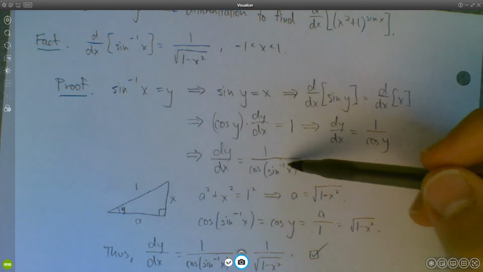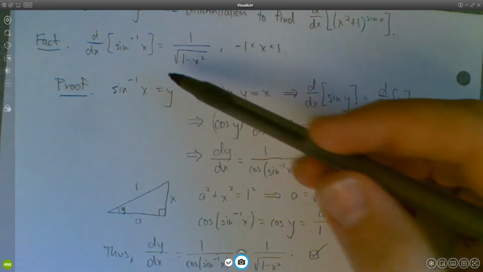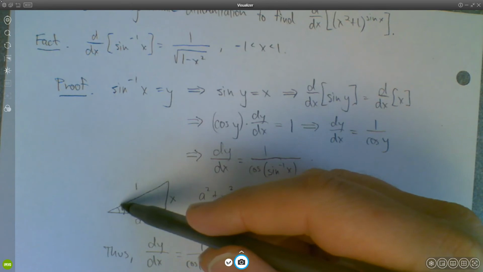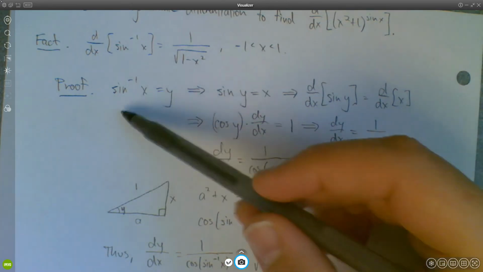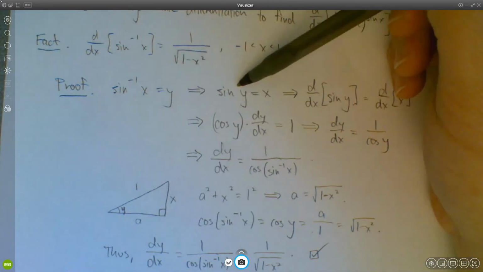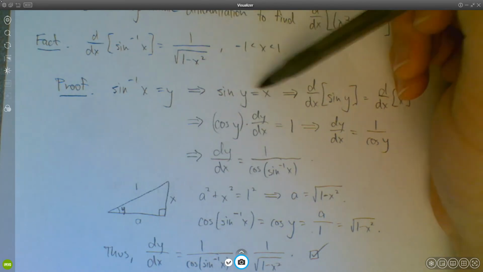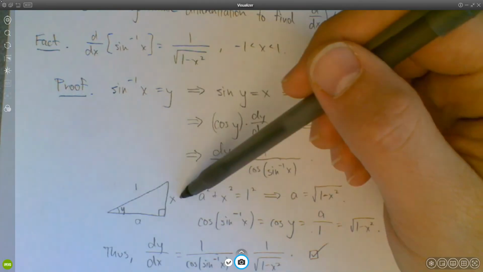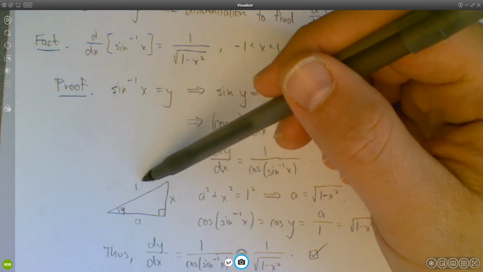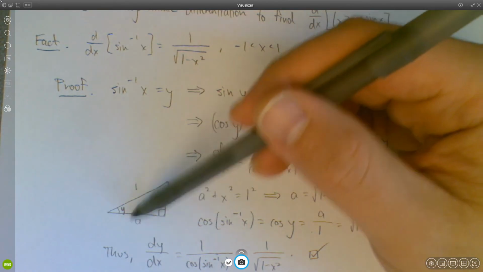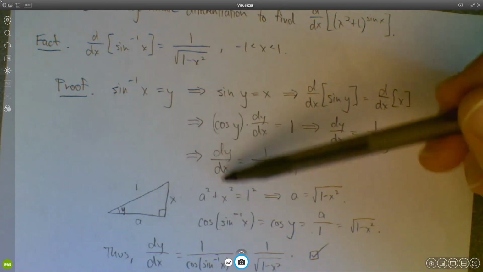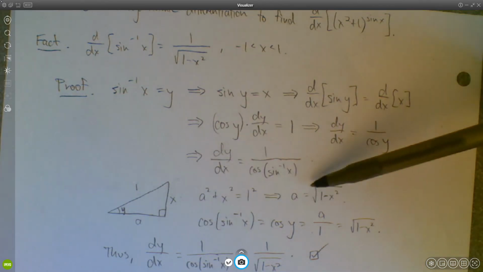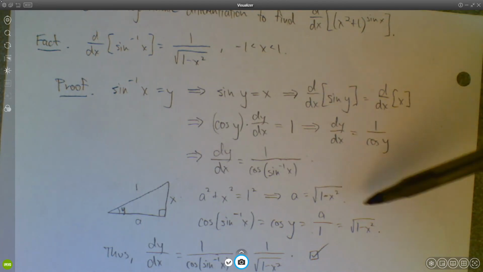So remember, sine inverse of x is y. If we draw a little right triangle and label this angle y, remember, sine of y equals x, and sine is opposite over hypotenuse. So this is x over 1. The remaining side we can label a, and then use the Pythagorean theorem: a squared plus x squared equals 1 squared. Solve that for a, and you get a equals square root of 1 minus x squared.